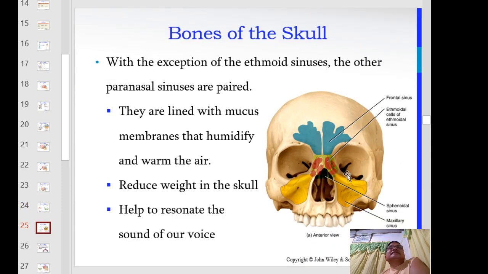So this is the area where you can find the paranasal sinuses. So you have frontal, ethmoid, and you have your sphenoidal, maxillary. So the purpose of the sinuses is to help resonate the sound when you talk. They are lined with mucus, so therefore when you breathe air, it humidifies the air.